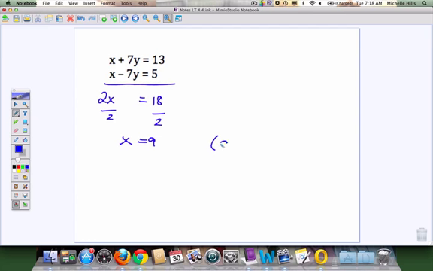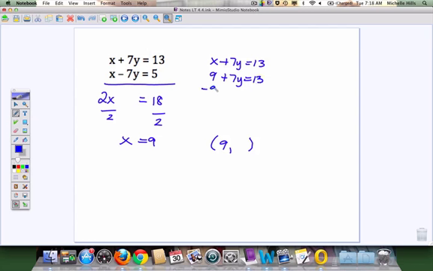Now, I know that the point of intersection, if I graph these two lines, is 9 something. I need to find the something. So I'm going to take the 9 that I just found for x and substitute it for either one of these x's. It doesn't matter which one. I'm just going to go with the first equation. So I had x plus 7y equals 13. I know now that x is 9, so this becomes 9 plus 7y equals 13.